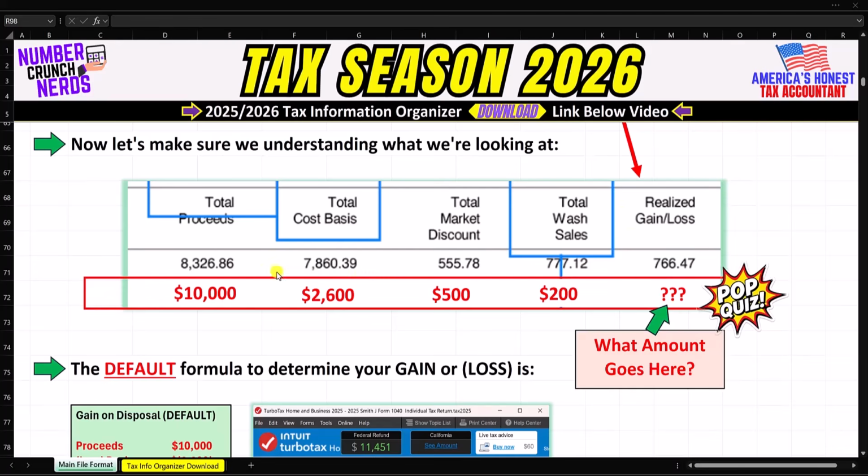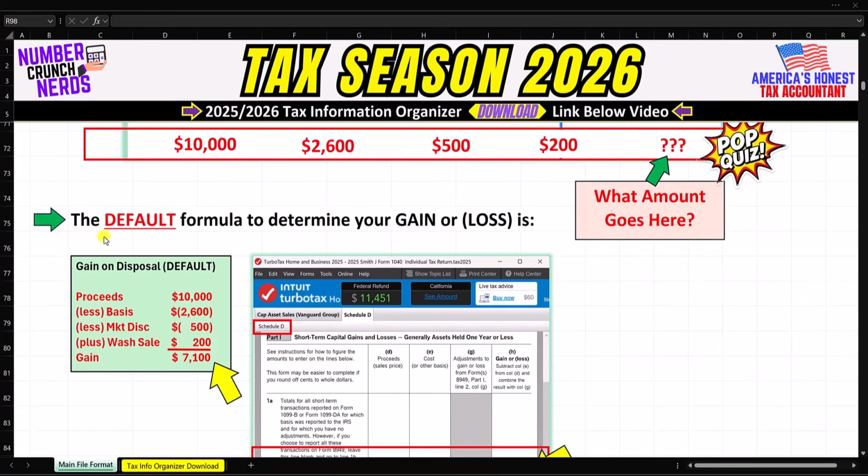Now, I'm going to throw some nice round numbers in here just for simplicity of this calculation. Let's assume we have $10,000 of proceeds on this transaction. The cost basis was $2,600. There was $500 of total market discount, and we had $200 of wash sales. So what amount goes right here for the realized gain or loss? Let's make sure we understand this calculation.